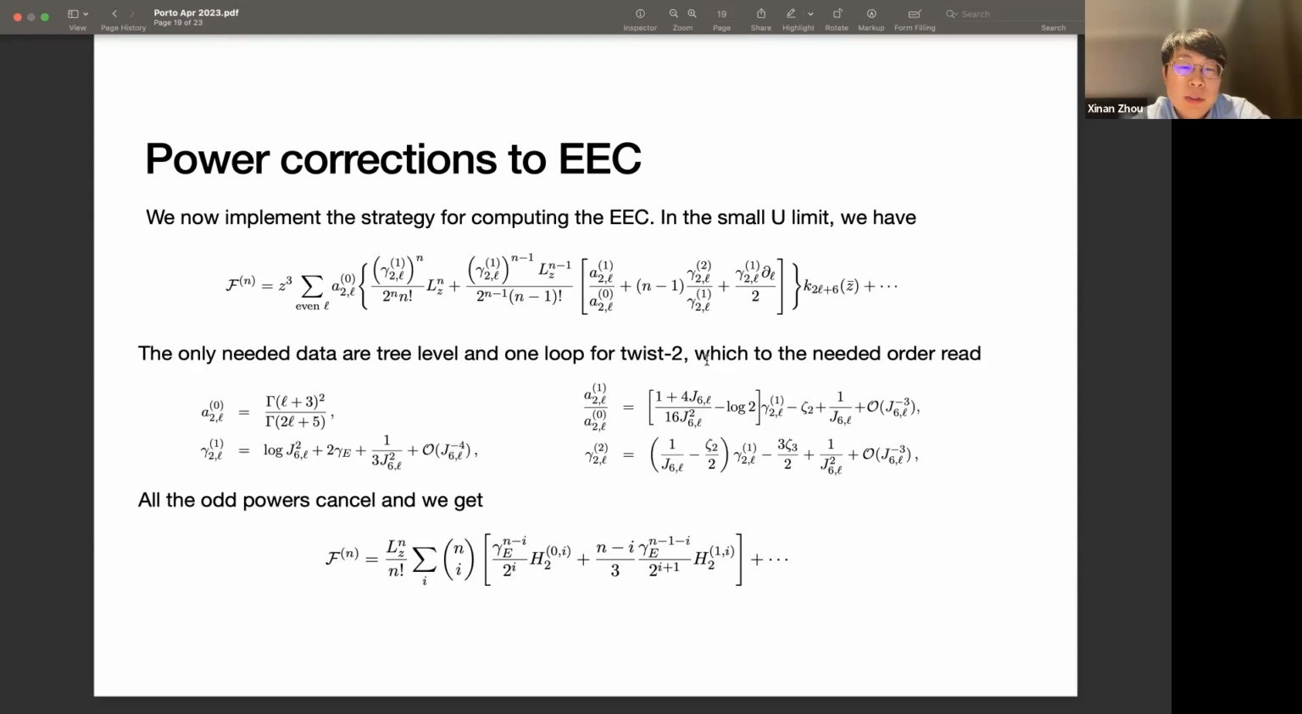And actually, for our calculation, we do not even need the exact form of these tree level and one loop data. All we need is the large spin expansion of these data, and we only need them to the order of 1/j². If you look carefully, you also find there are odd powers in the conformal spin. However, if you plug everything into this expansion, all the odd powers cancel out, and you get only negative even powers, and you can rewrite the result in terms of the twist conformal blocks according to their definition.